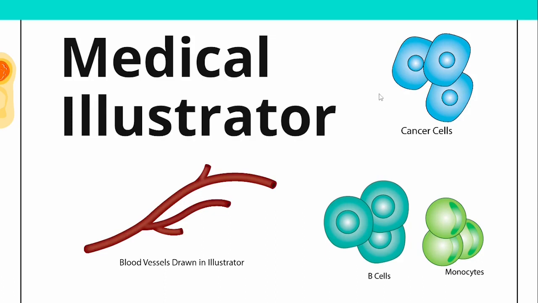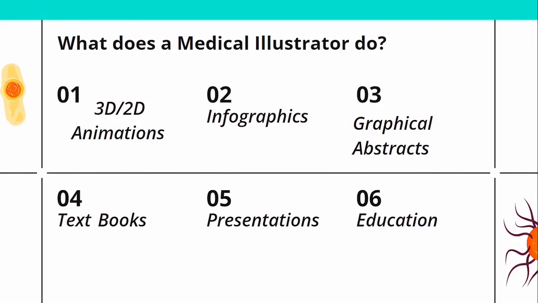So, for example, you can see these cancer cells that I have drawn in Illustrator. They are very easy to draw. Then we have B cells and monocytes. Next, we have these blood vessels that are drawn in Adobe Illustrator. So there are different tools that you can use to draw different structures. These are very basic structures, and I'm going to show you how to draw them in the next videos. In this video, we will continue to see what are the roles of a medical illustrator.